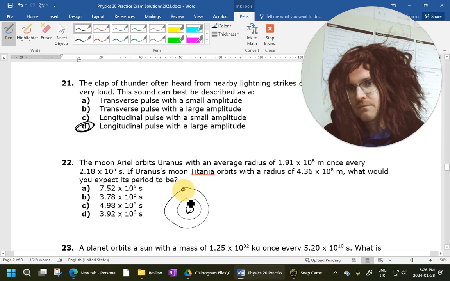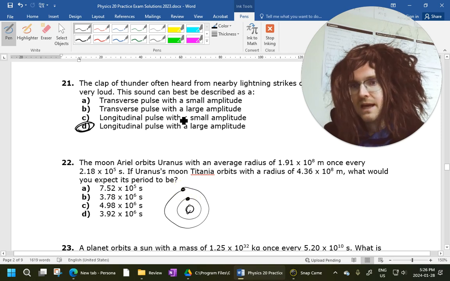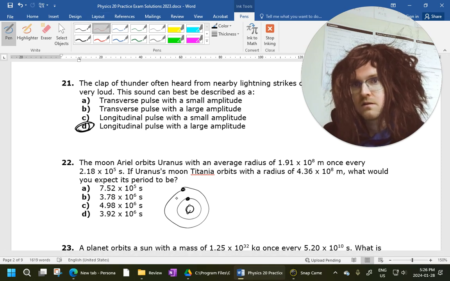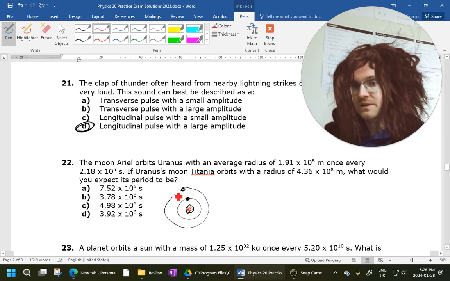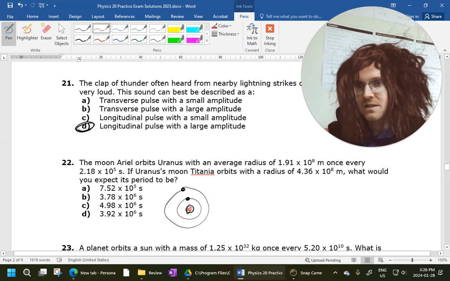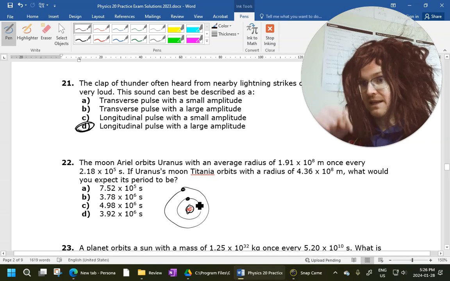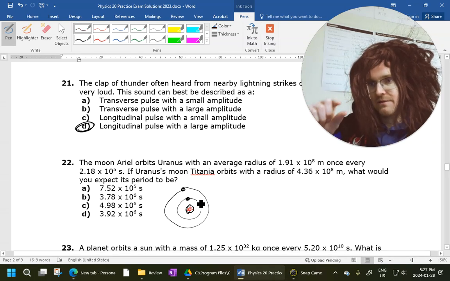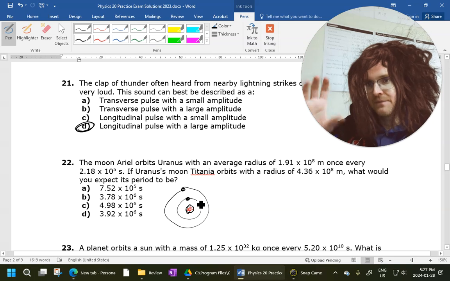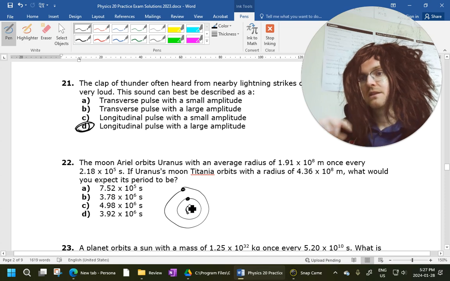So we have Uranus here, and then we have the two moons with varying radiuses and different periods. But what they have in common is Uranus. They have different periods, they have different radiuses, everything else is different, but what they have in common is what they're orbiting. If I can find out what that is, because that's what's determining how fast they're moving around it and where they are moving in their orbits, I can use it in the other question.